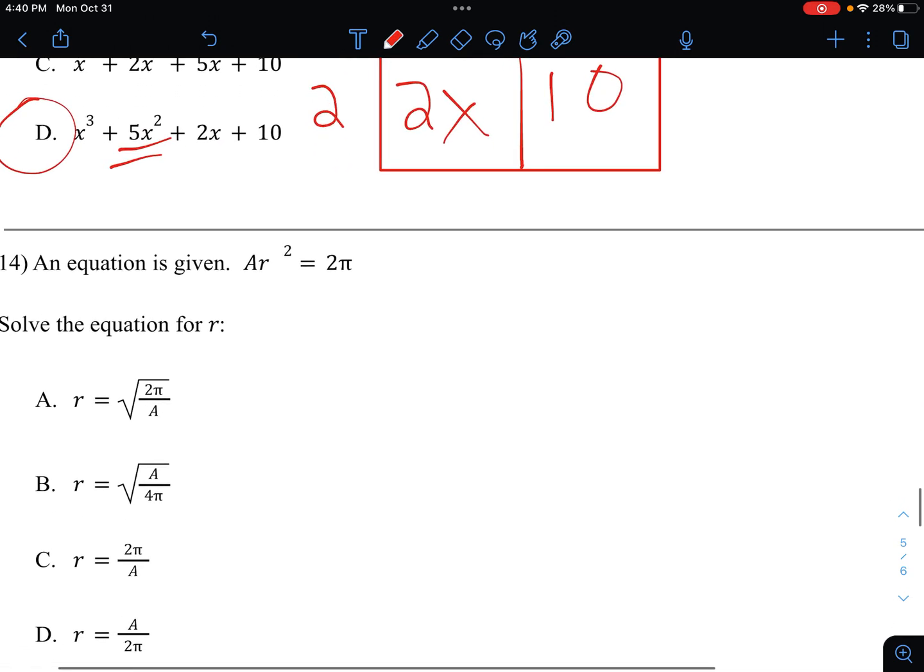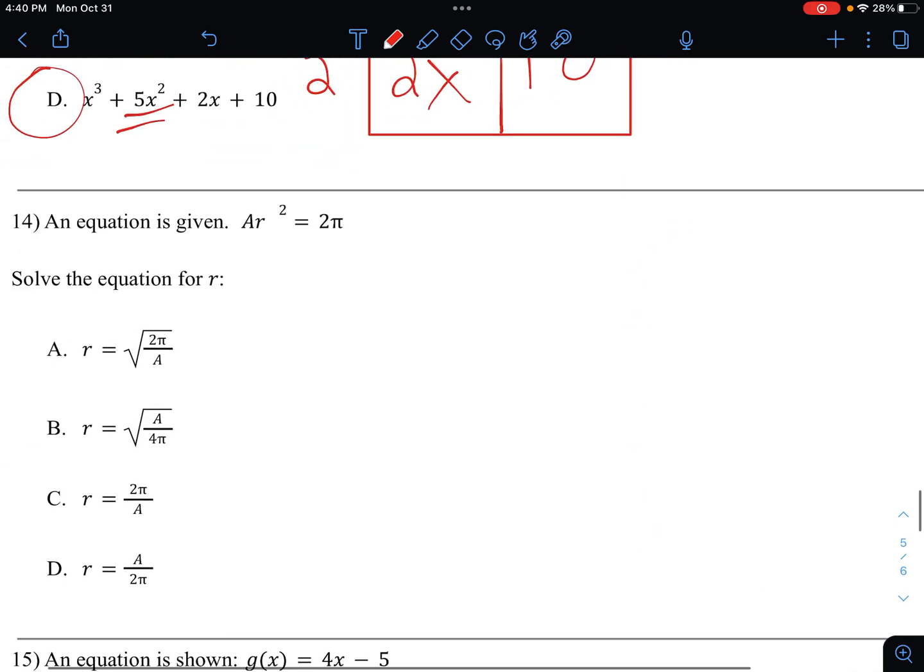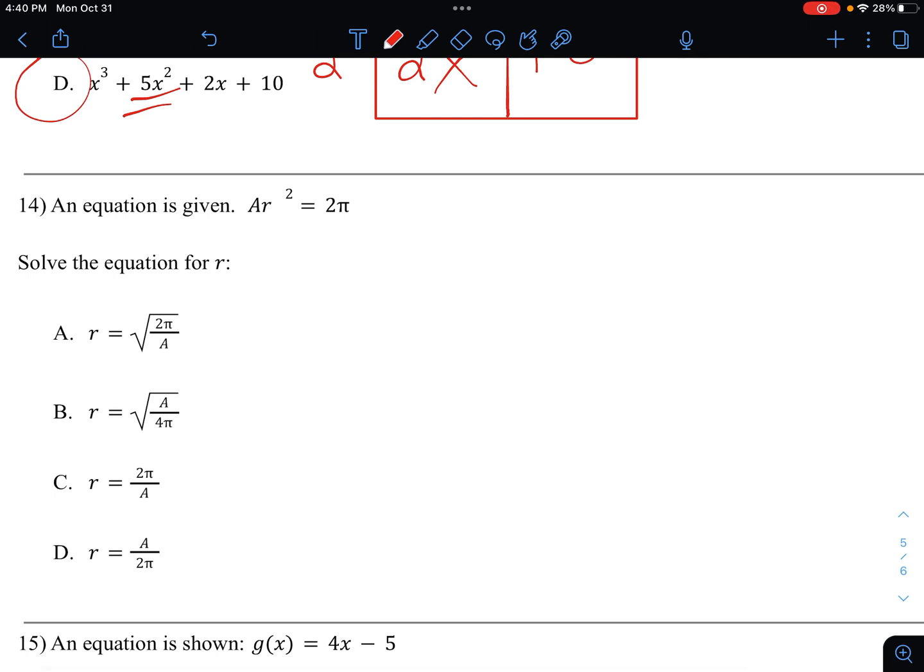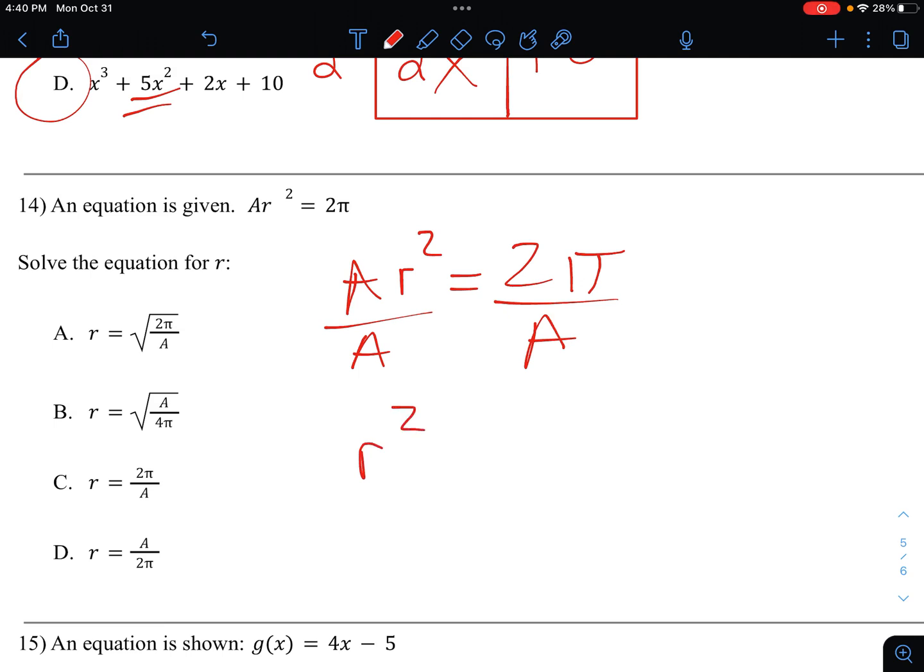Okay. Looking at number 14, right? It says solve for r, right? Which means you need to get r by itself. So we'll rewrite the equation over here. We have ar squared equals 2 pi. If I'm solving for r, I need to get rid of everything that's not r. All right, so let's go ahead and divide both sides by a. We get r squared equals 2 pi over a.